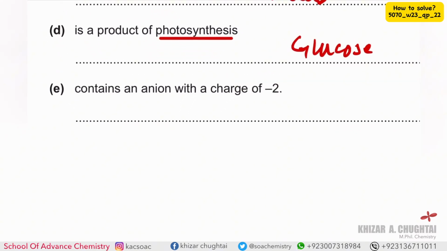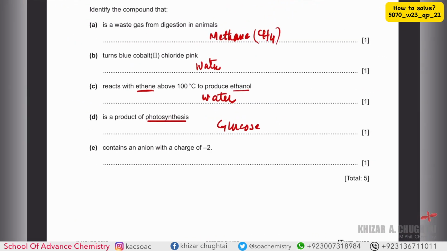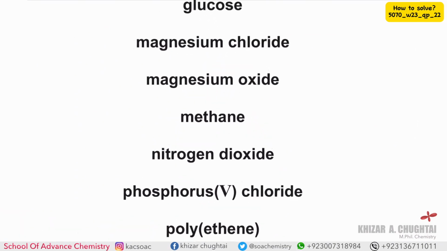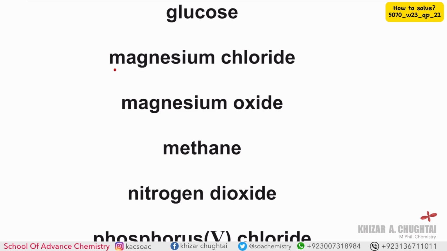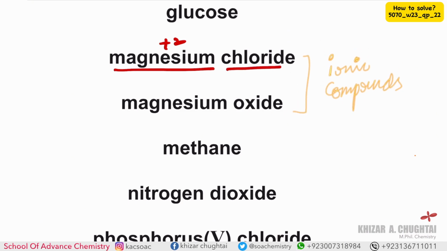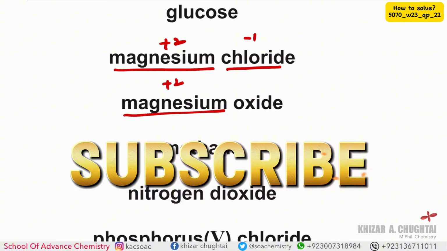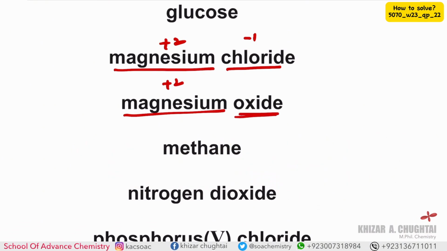E contains an anion with a charge of 2 negative. So it must be an ionic compound in which the anion charge should be equal to -2. Mg is magnesium, a group 2 element, it has +2. And chlorine belongs to group 7, it has -1. Magnesium again +2, but oxide belongs to group number 6, so it makes a -2 oxidation state or 2 minus charge.